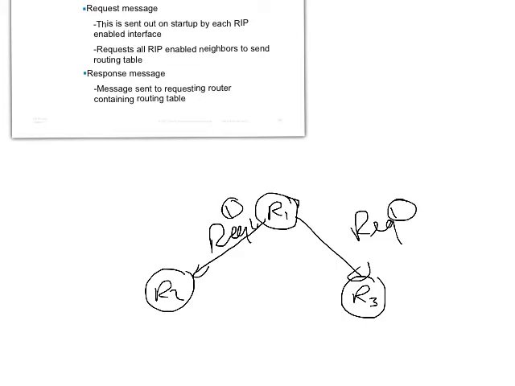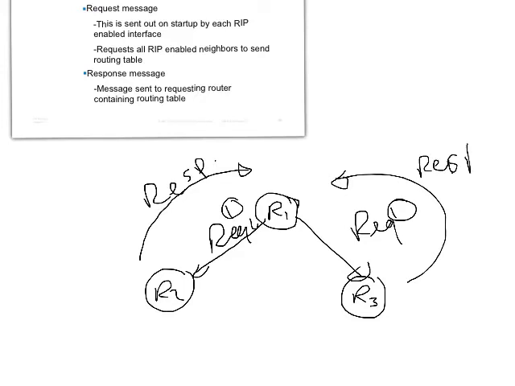Okay? So this is at the beginning. This request will force router 2 to send a response message, and this response message will contain all the route entries in the table. Of course, here R1 has some directly connected networks.